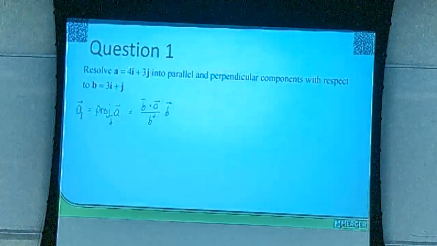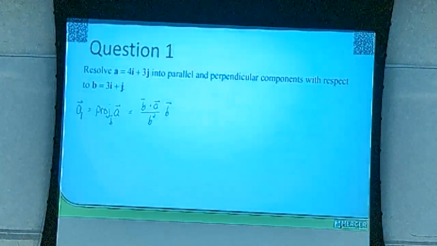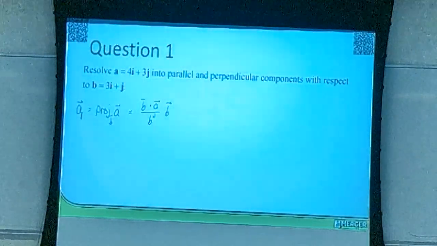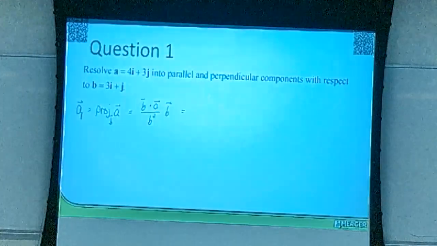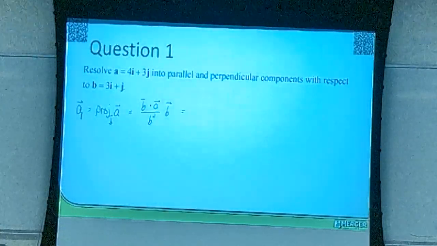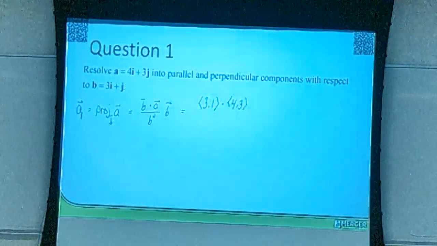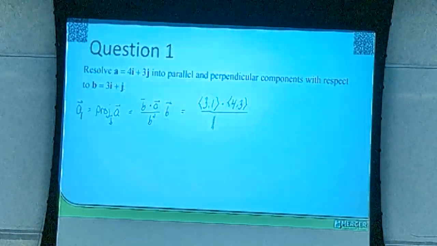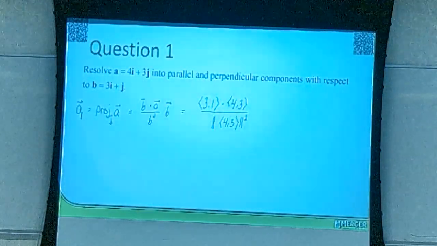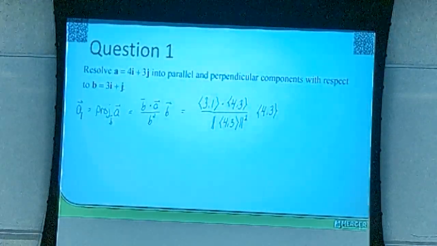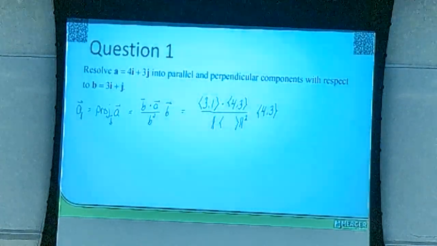Dot product is commutative, so the order in which you do that doesn't matter. Mathematically, it would be B dot A using the formula, but it doesn't matter. And remember, you can use the standard unit vectors or component form interchangeably. The 3, 1 dotted with 4, 3 over magnitude 4, 3 squared times 4, 3. No, there should be 3, 1. Sorry, I was using A, not B.